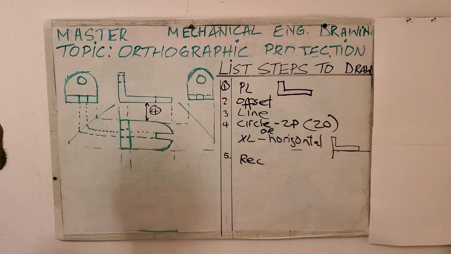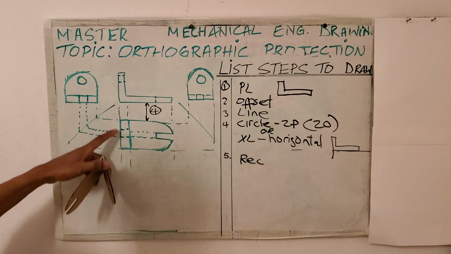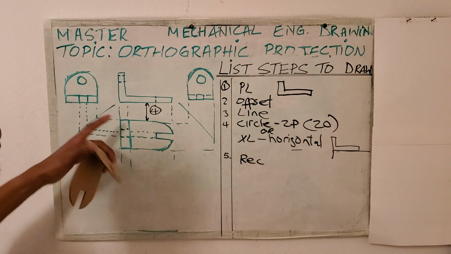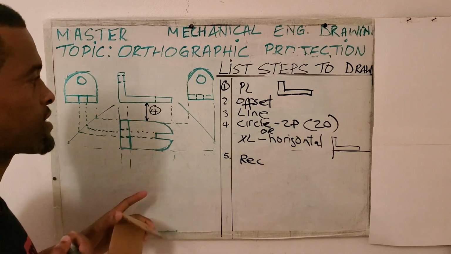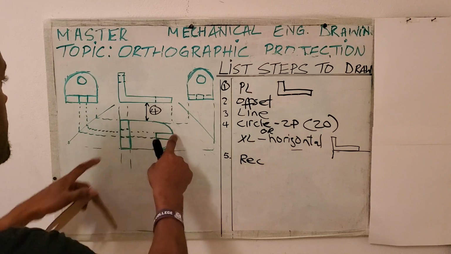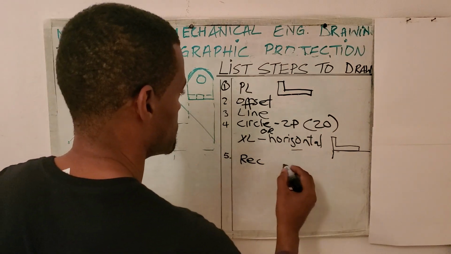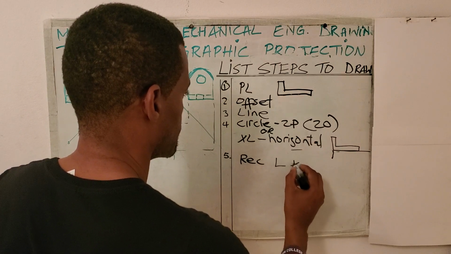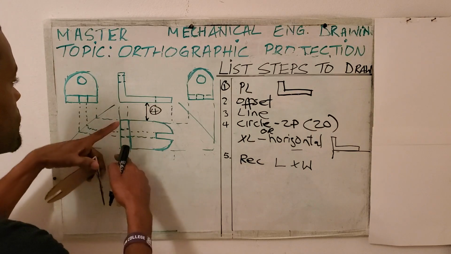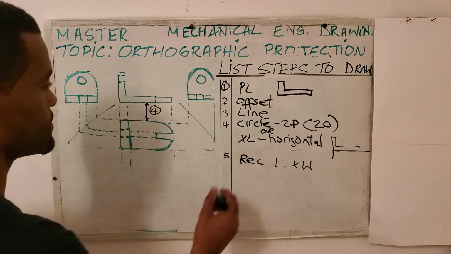The next step would be to draw a rectangle, or we could draw a line from here. Well, I would draw a rectangle. REC. Length times the width. Draw a rectangle, the length of this by the width.